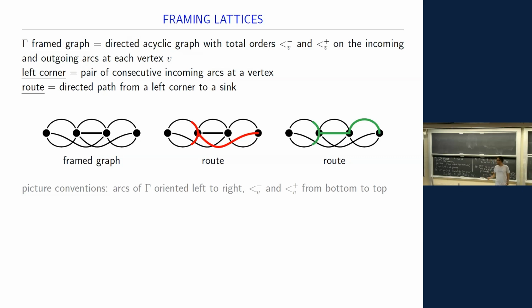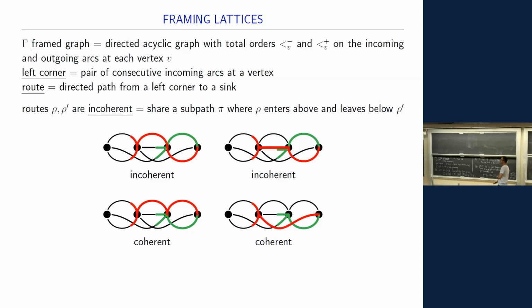And we say that two routes are incoherent if they share a subpath and cross along this subpath. So rho enters from above and leaves below rho prime. For example, these two are incoherent because they share this subpath, the subpath with one node, and you see that they cross at that node. This as well. Maybe I put this picture to show you that when you have a left corner, then both edges count. So here you really have the crossing between red and green.